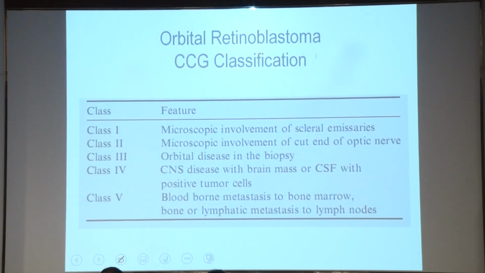There are many classifications of orbital RB. This is the Children's Cancer Group classification, which is no longer used.